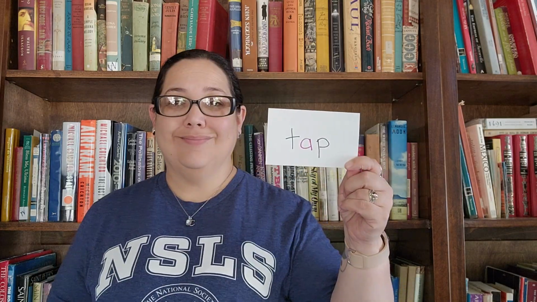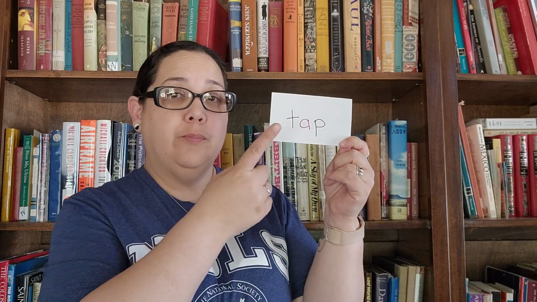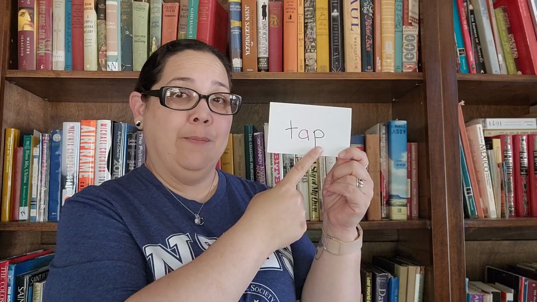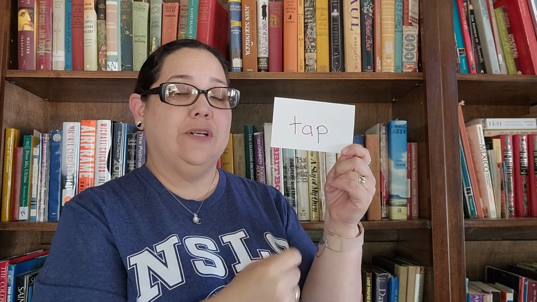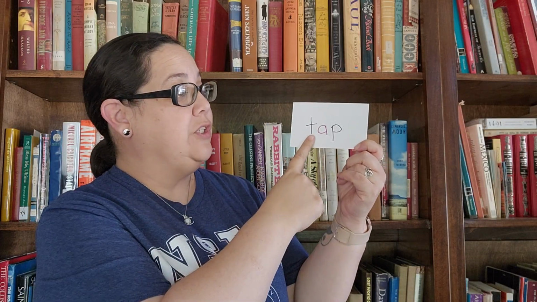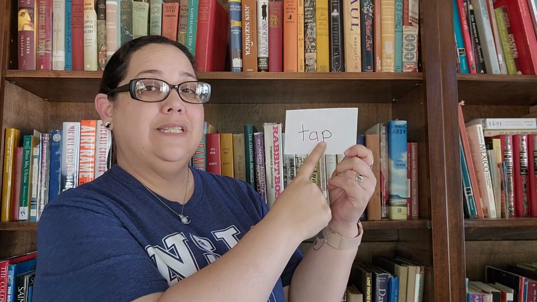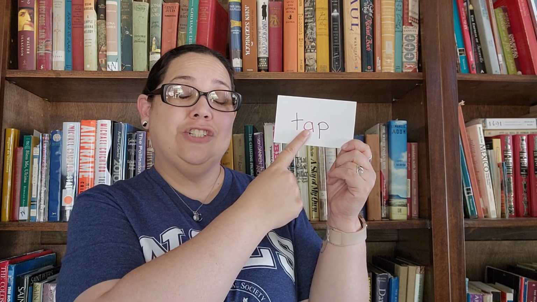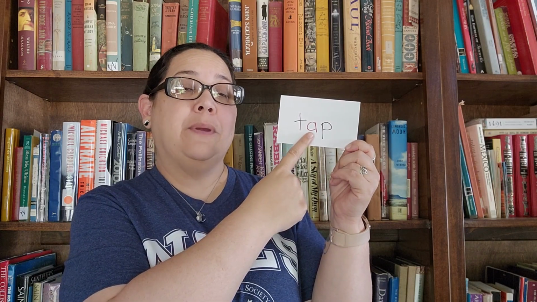First, you're going to introduce the CVCE pattern to your students. First, you're going to want to point to the word tap and individually sound out each letter. T, a, p, tap. Then you're going to point to the A and ask your student, what sound does the A make? A says, ah.